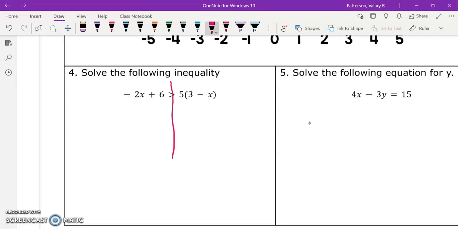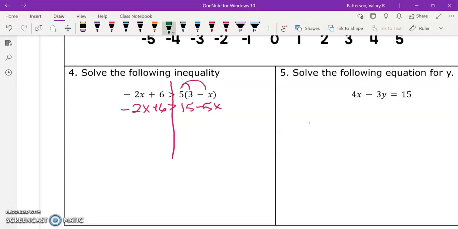Again, looking at this, just like with equations, we need to deal with the parentheses first. So I'm going to distribute the 5 to the 3 minus x on the right side after I bring down whatever I have on my left side, which I don't need to do here. So 5 times 3 is 15. 5 times negative x is just negative 5x.